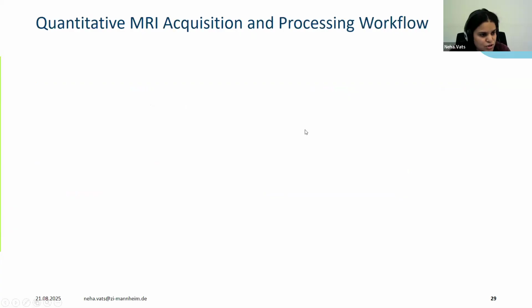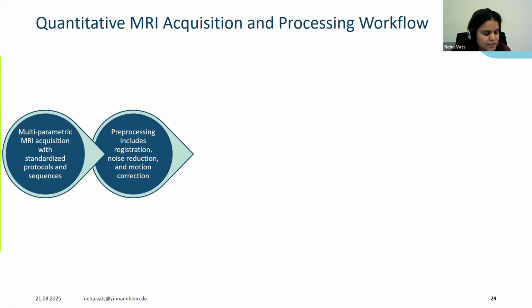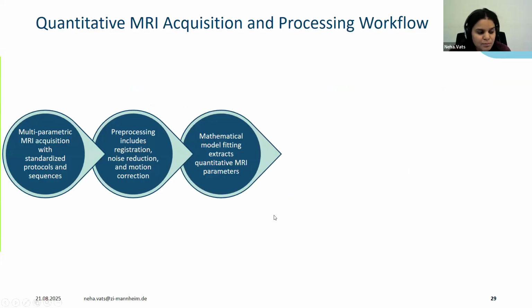Quantitative MRI acquisition and its workflow. As I said, it's not just a single image acquisition, it is a whole process. First, we acquire multi-parametric MRI images with standardized protocols and sequences. These images are then pre-processed using image registration, noise reduction, motion correction, etc., using various approaches, various techniques. With the help of some mathematical models, we extract quantitative MRI parameters.